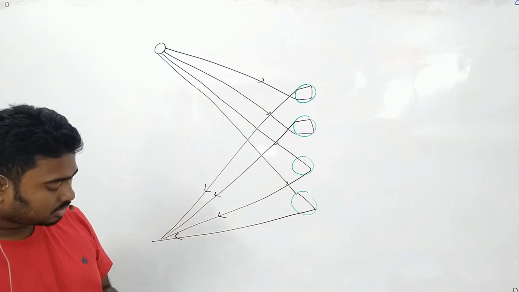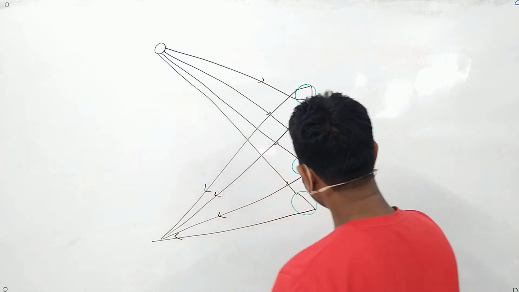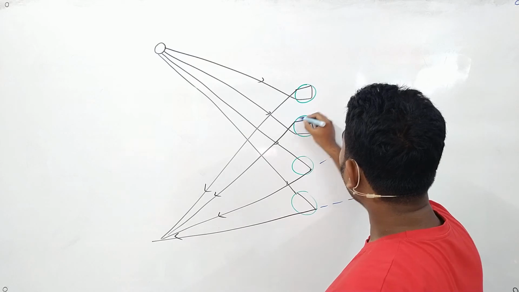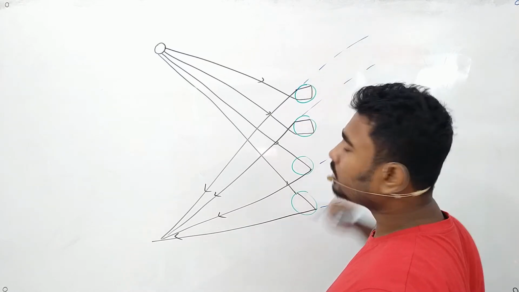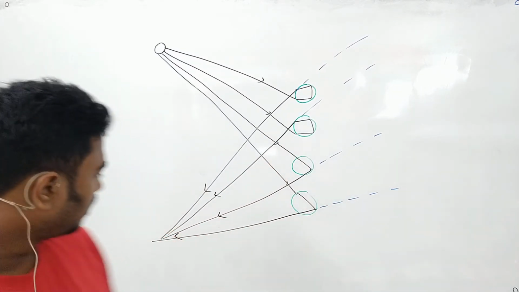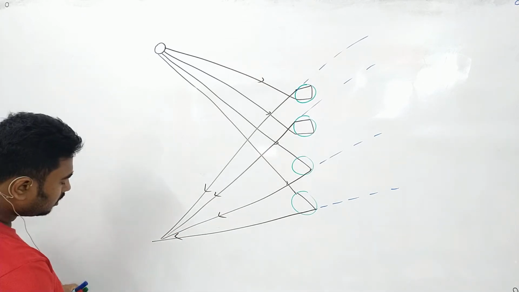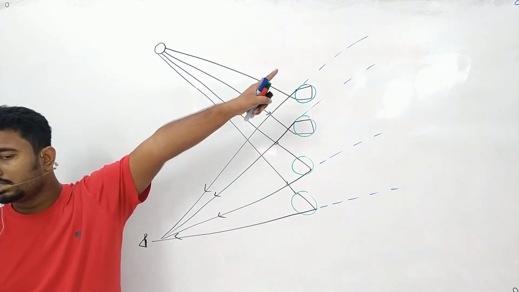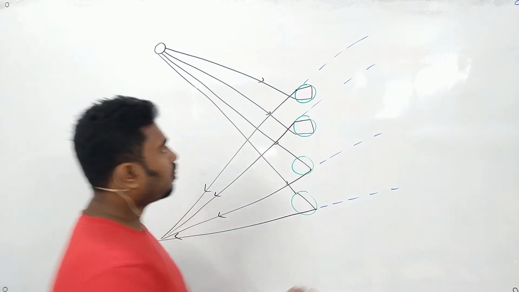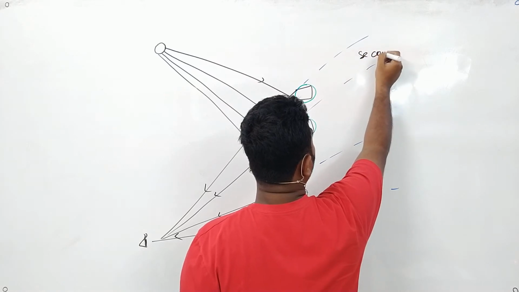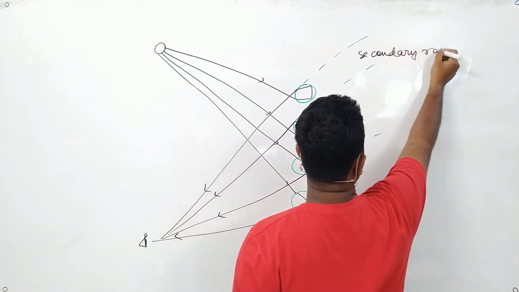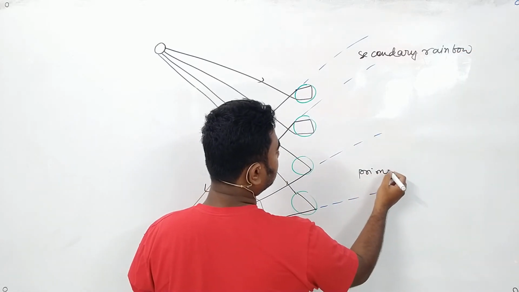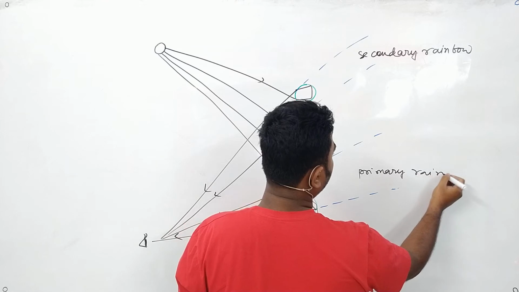So what happens if I extend this backward? If I extend this backward, I will get to see two kinds of rainbow. So I will be putting my eye at this portion. If I look straight, I will see two kinds of rainbow. The top portion will form the secondary rainbow, and the bottom portion will form the primary rainbow.